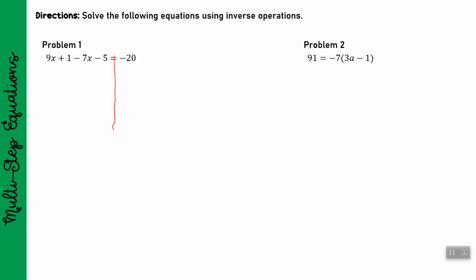Now, if things are on the same side of that line, we are simplifying. So if we look, I'm going to simplify the left side of my equation. I have a 9x and a negative 7x. When I combine my like terms, 9 and negative 7, that's going to give me positive 2x. And then positive 1 and negative 5 is going to get me negative 4. And then carry down my equals negative 20.